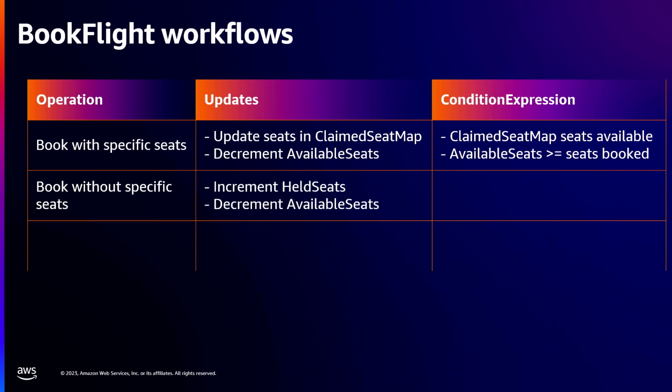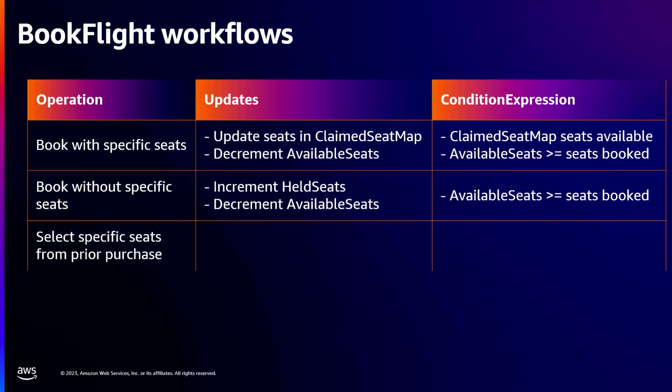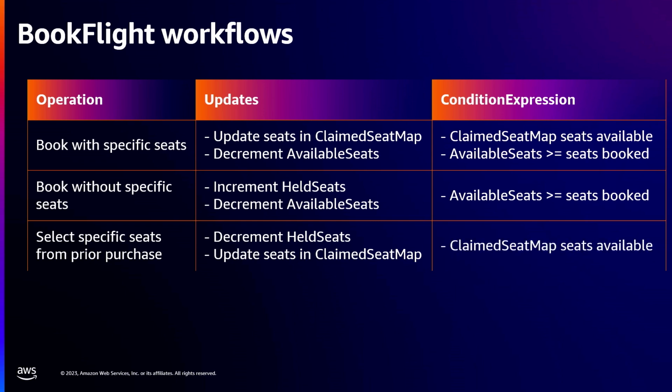Right? And if a second person comes and they want to book without specific seats, we have a different set of updates, right? We're incrementing those held seats and decrementing the available seats. And our only condition that we need here is making sure that the available seats is greater than the seats booked. And then finally, when that person comes back later and chooses their specific seats, now we need to decrement the held seats because they're not held anymore, they're going to be claimed, and we want to update the seats in the claimed seat map and make sure those are currently available. And the only condition expression we need there is knowing that those seats we're choosing are available.